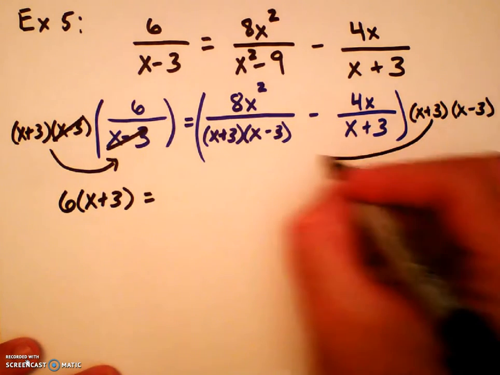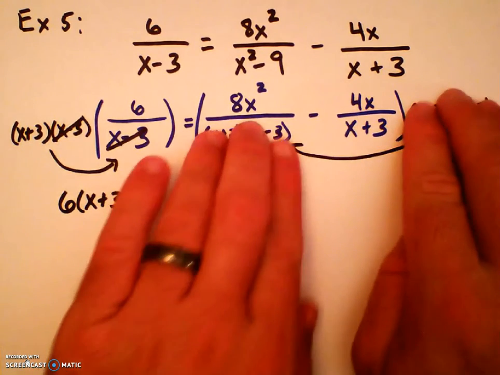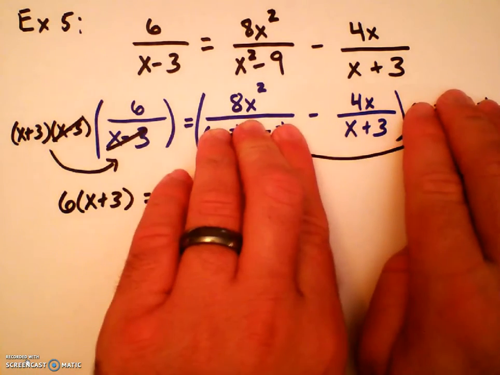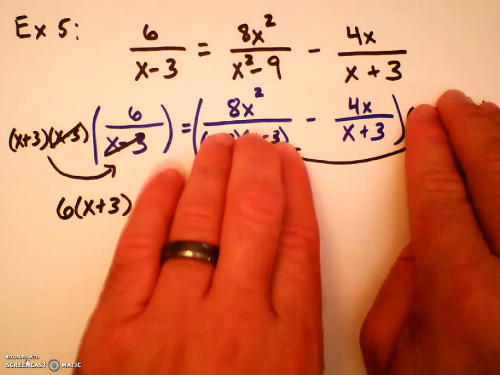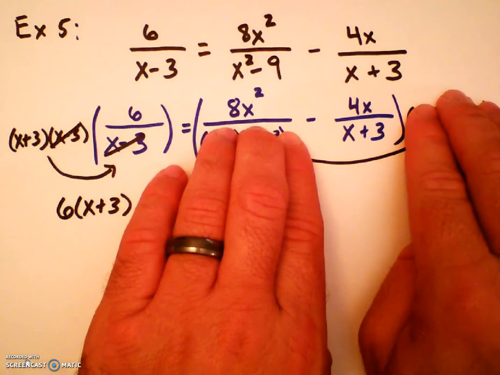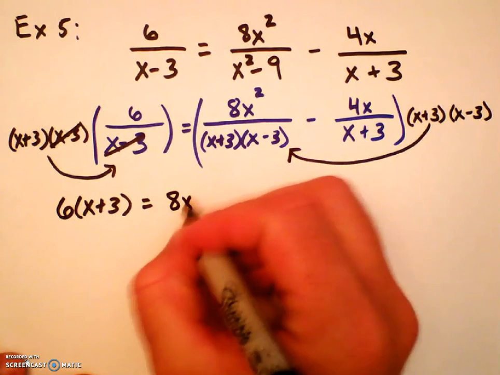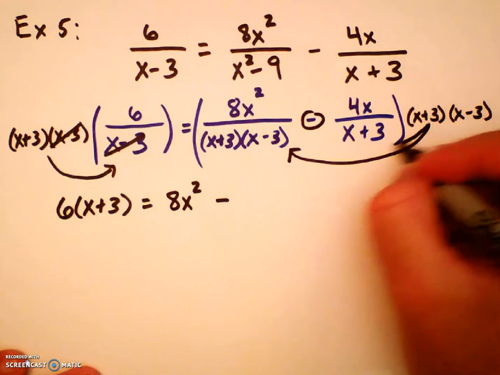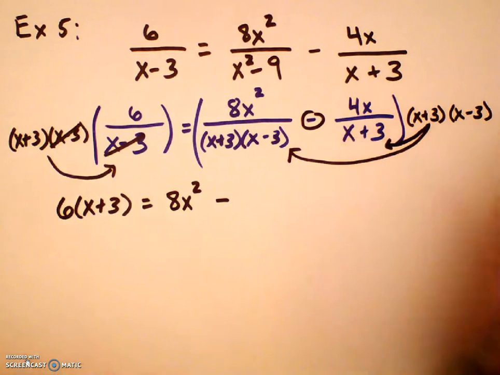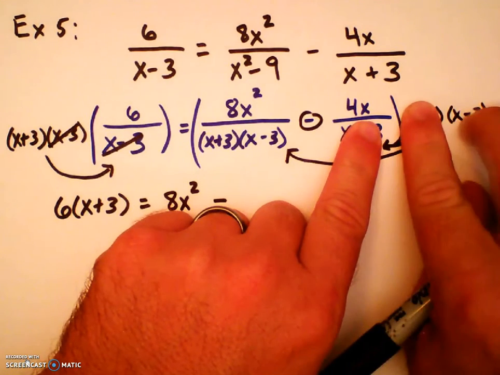I'm going to multiply that to the first fraction. If you notice, everything cancels. That x plus 3, x minus 3 will cancel with that x plus 3, x minus 3. The only thing left over is the 8x squared on top, so I'm going to bring it down. The minus sign drops. When I multiply these two, the x plus 3's cancel. I'm left with the 4x and this x minus 3.